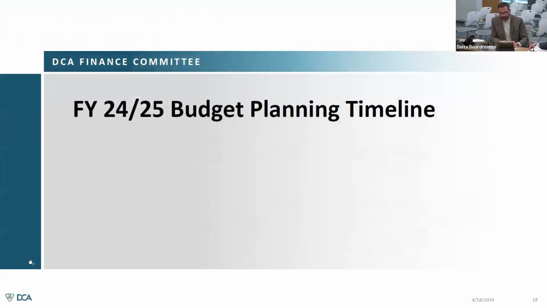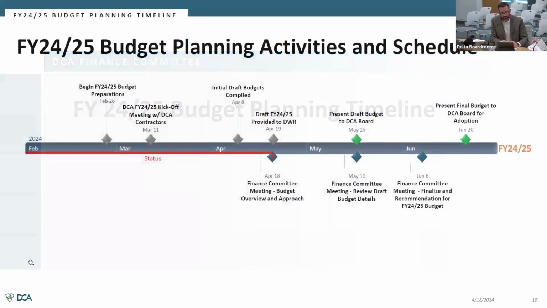So in terms of our budget planning timeline, go ahead, next slide. So this is the last slide of the presentation. This is our timeline for the fiscal year. The red bar across the bottom, the status bar, indicates where we are today at the April 18th board meeting.